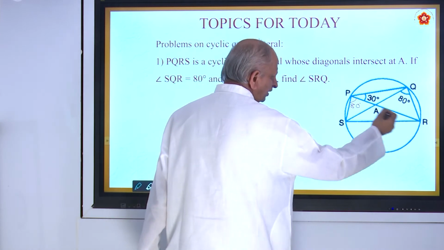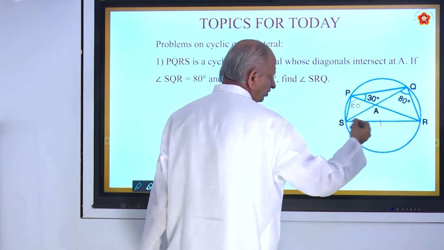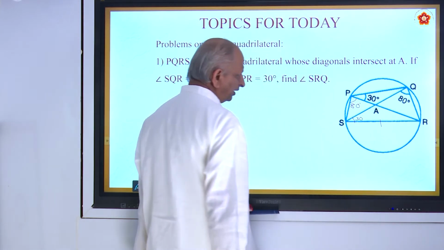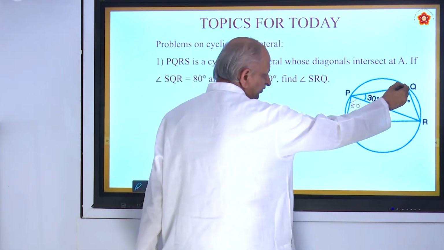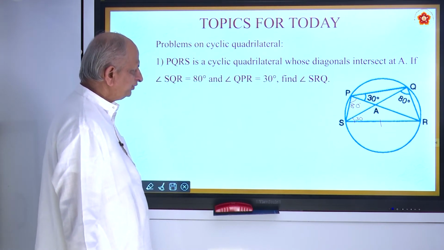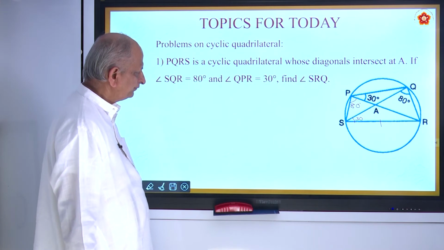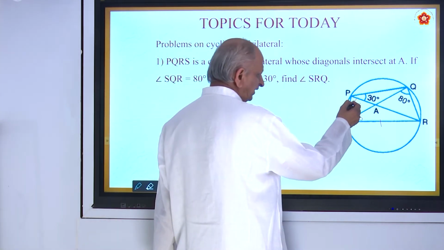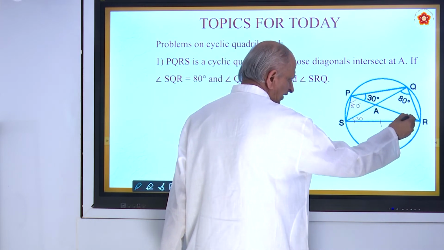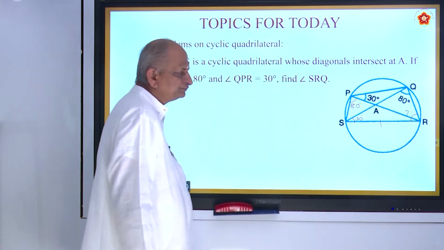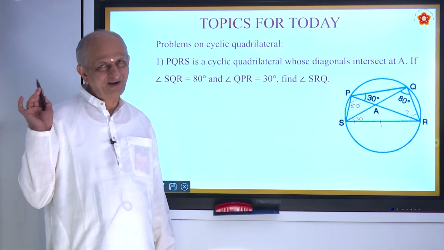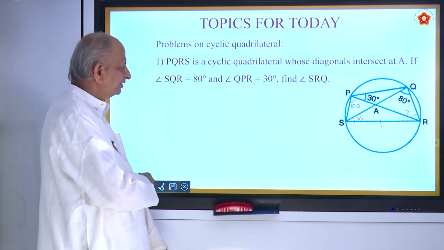Also, you have RPQ is 30 degrees. So, RSQ also becomes 30, because they lie on the same chord QR. Now you are asked to find out SRQ. So here one angle is 80, another angle is 30. So the sum of these two becomes 110. What is this angle they are asking? 180 minus 110, how much? 70. That's all the problem. Very, very simple.